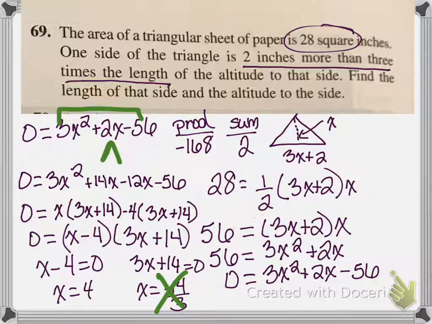So this leg of this triangle right here is 4 inches. I need to know the length of that other one. How do I find out the length of the other one? Plug it in. So I have 3 times 4 plus 2, which is 14.